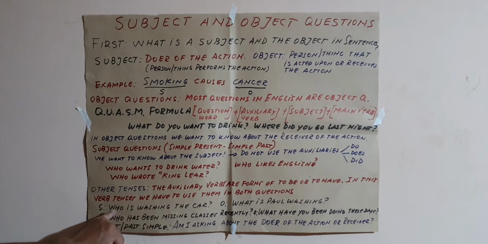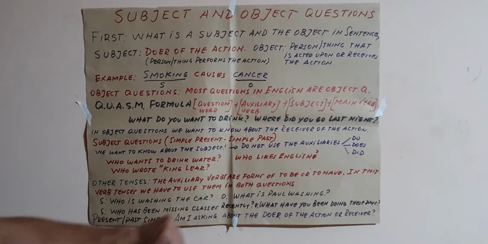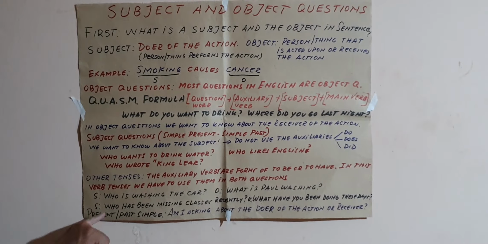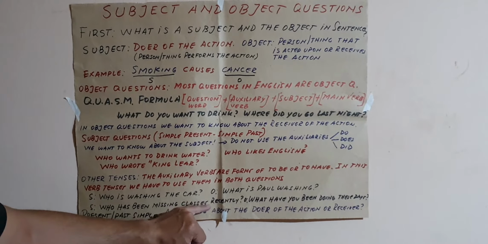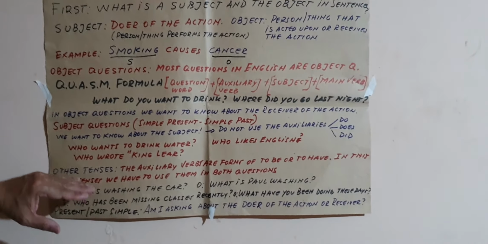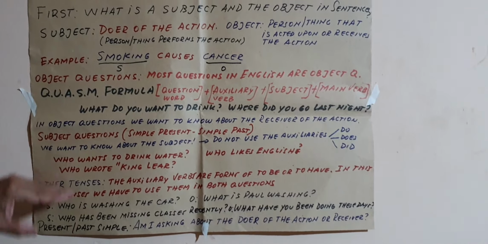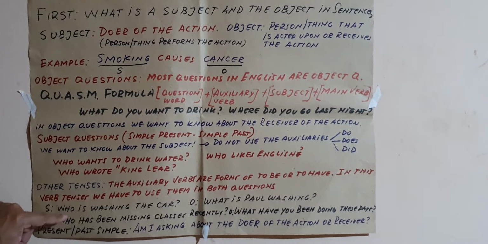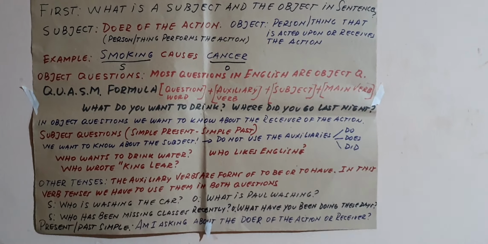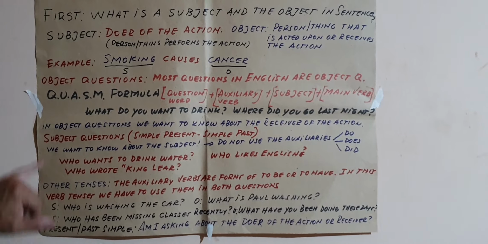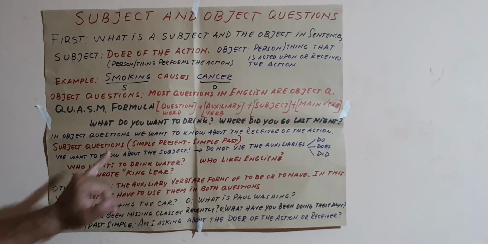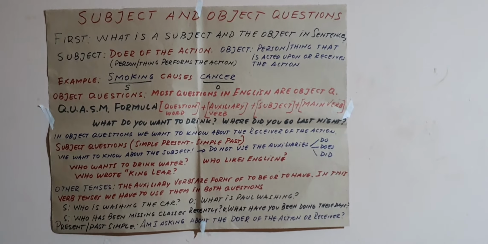For example, look at this difference. Who is washing the car? Paul is. Or what is Paul washing? He's washing the car. Who has been missing classes recently? Or what have you been doing these days? So the difference of the subject question and the object questions in the other tenses is connected with the question word you are going to use. Who or what? Remember, the subject questions with this characteristic of using directly the verb is only for the present and past simple.